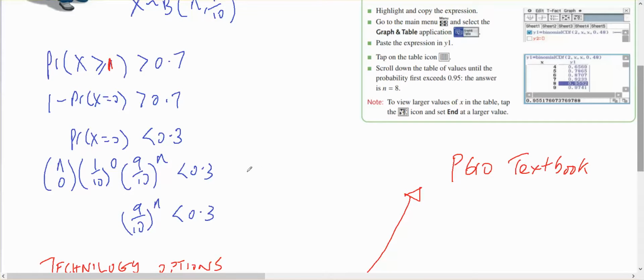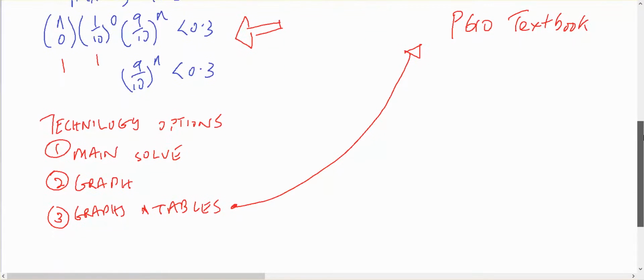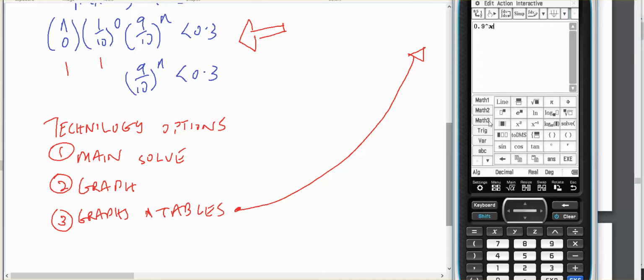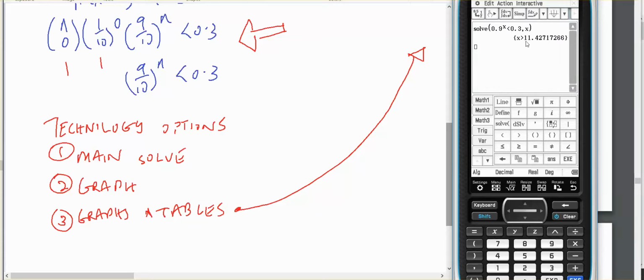And then I can use my binomial distribution. That's going to be 1, that's going to be 1. So I want 0.9 to the power of n has to be less than 0.3. So I've got a couple of technology options. The first one is in Main, so I can go 0.9 to the power of x has to be less than 0.3. And if I solve that for x, x has to be bigger than 11.42, therefore x has to equal 12 because I'm asked for the minimum number.